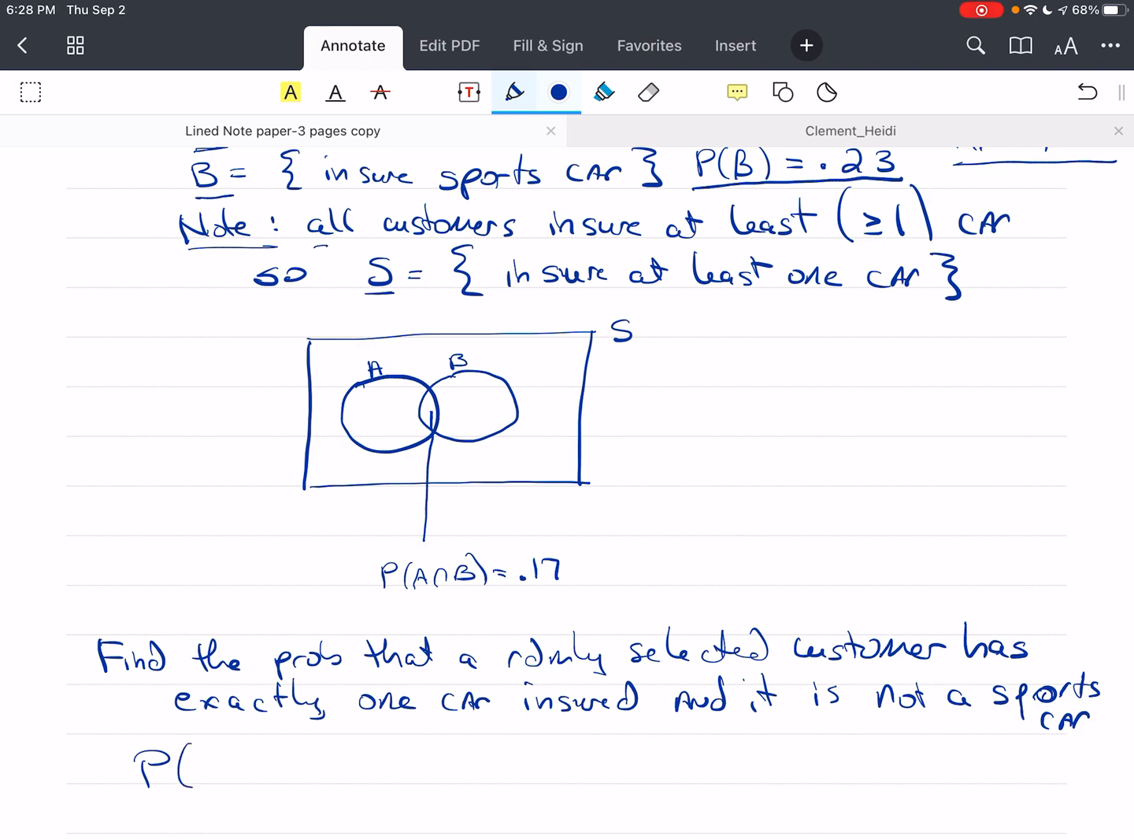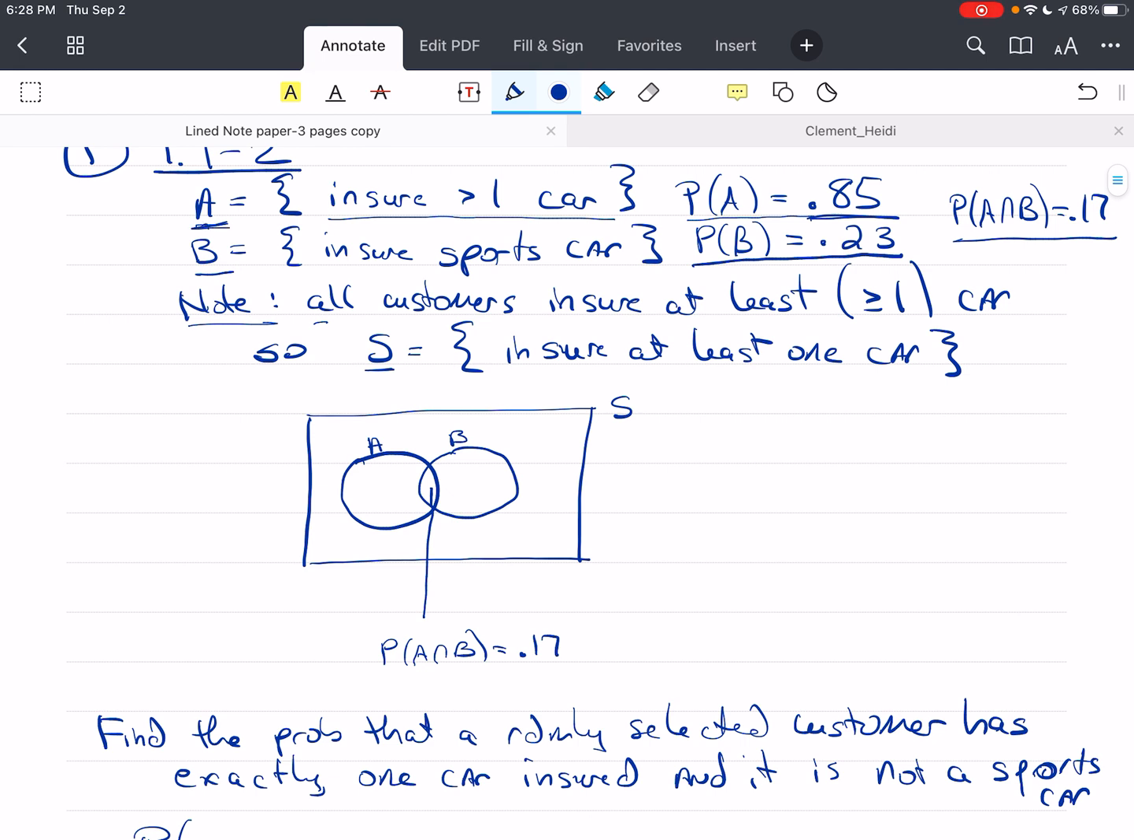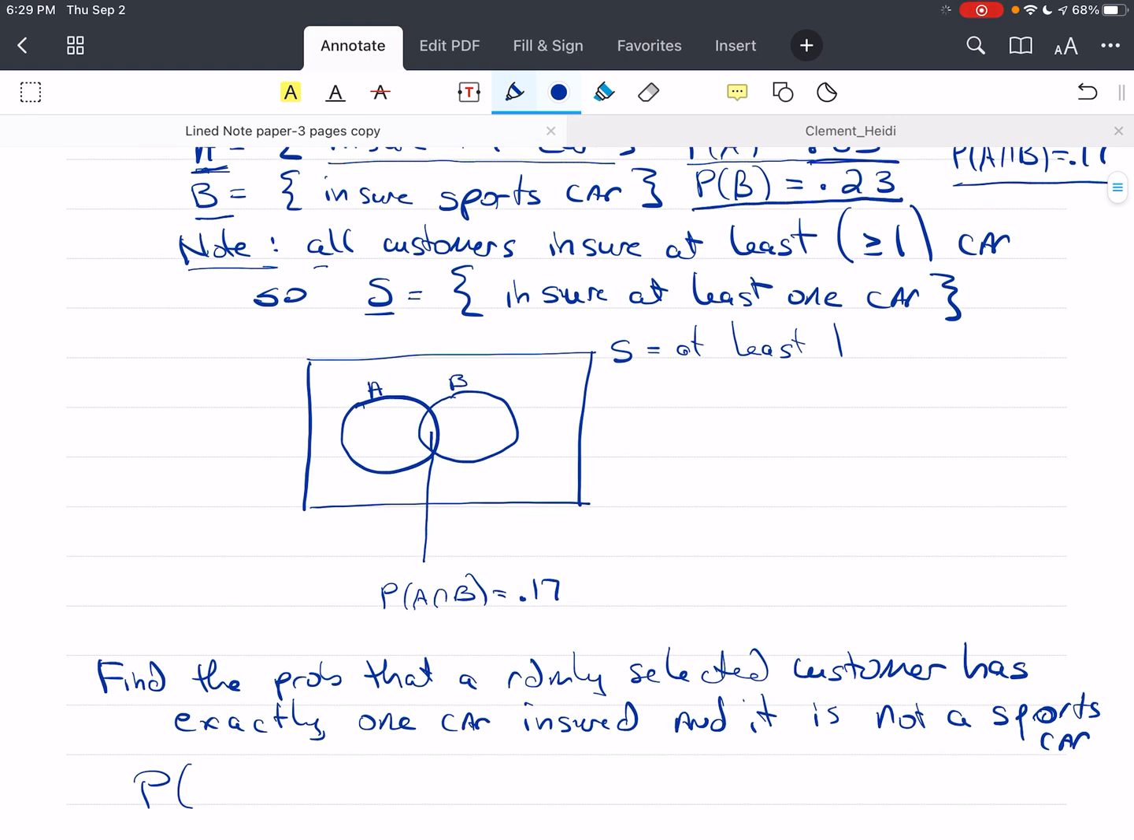So this is find the probability that it's exactly one. So more than one is A. And everybody is at least one. At least one, so there's no zeros in there. So we want exactly one car. That's going to be the complement of A. So A complement is not greater than one car. Right? So A is greater than one car. So not A is not greater than one car, which means it's equal to exactly one car. All right? So we want not A and not B. It's not a sports car.